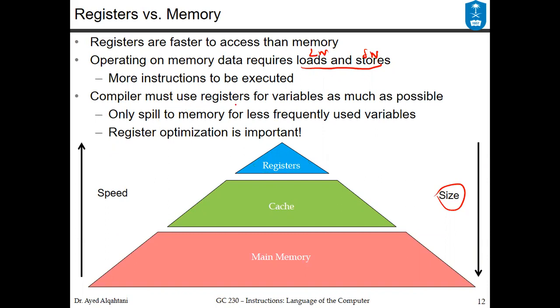Compilers must use registers for variables as much as possible because they are fast and they are close to the CPU. Actually, they are part of the CPU. So only spill to memory the less frequently used variables.